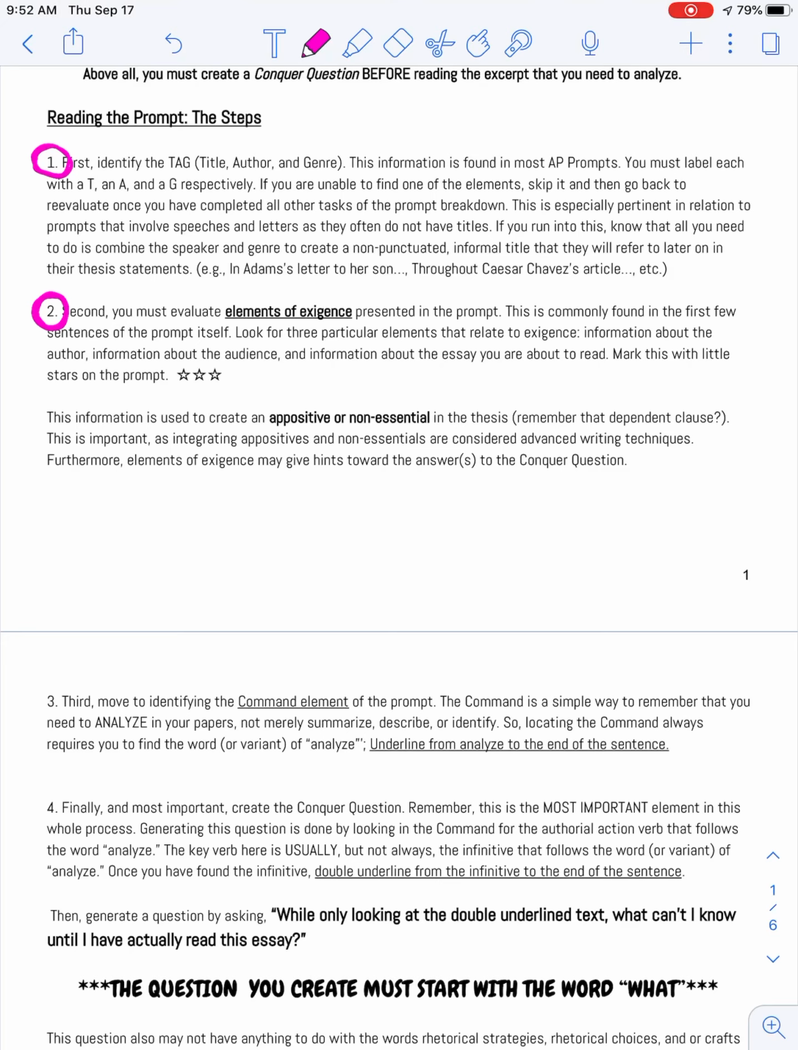This part about appositives and non-essential phrases, dependent clauses is what we call them. This is just the stuff that makes your sentences, or in this case, eventually your thesis statement, much more mature. Okay, so the whole purpose of looking for this context and looking for the exigence is so that we have more information to put into that sentence to make it more sophisticated.